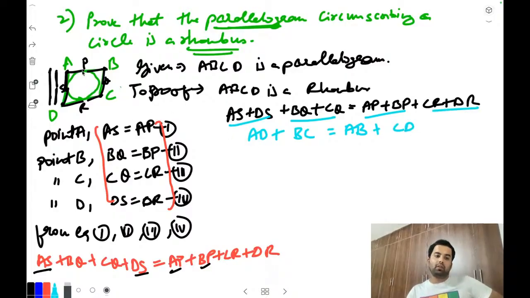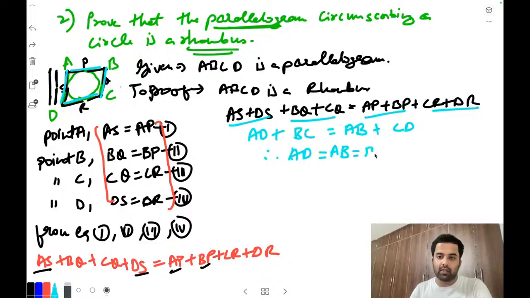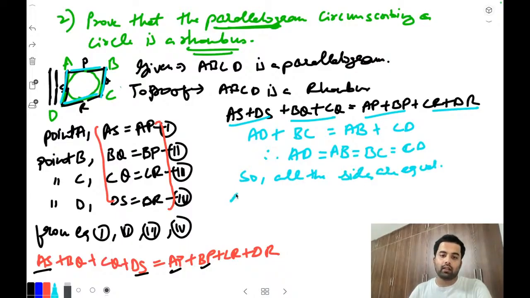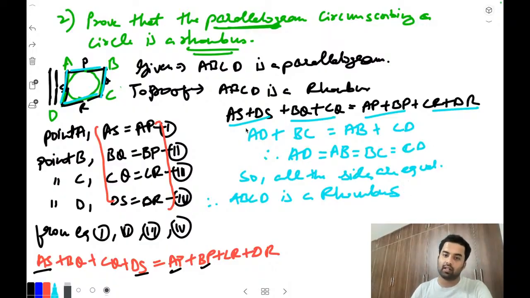Now check this out. If you add this one and this one, it is equal to this one and this one. Which means all sides become the same now. Can we write AD equal to AB equal to BC equal to CD? So all the sides are equal. ABCD is a rhombus. For proving a rhombus, we need to prove all the sides are equal. So we have proved it. All sides are equal. This is the main proof here.